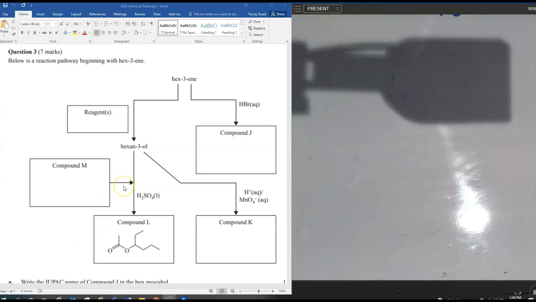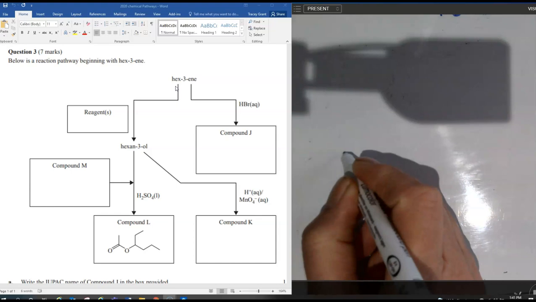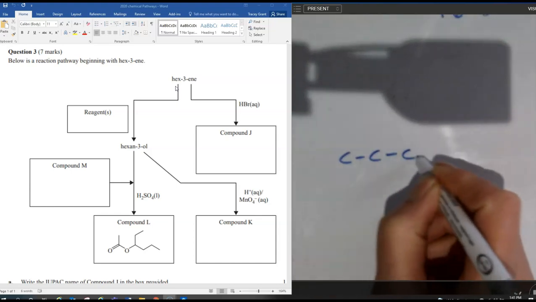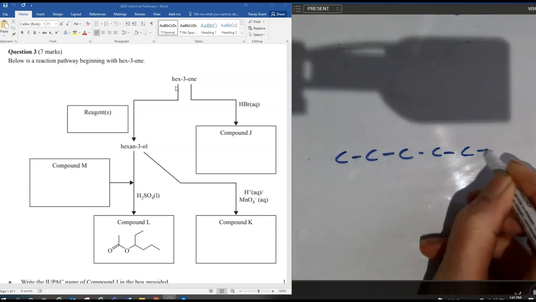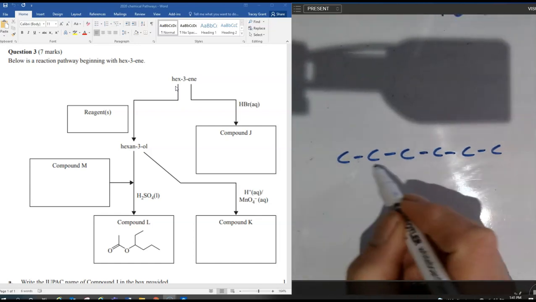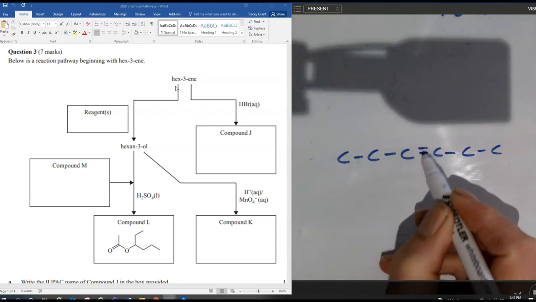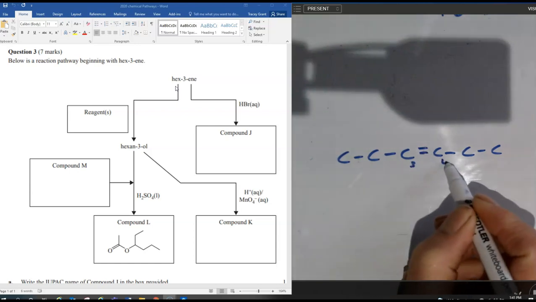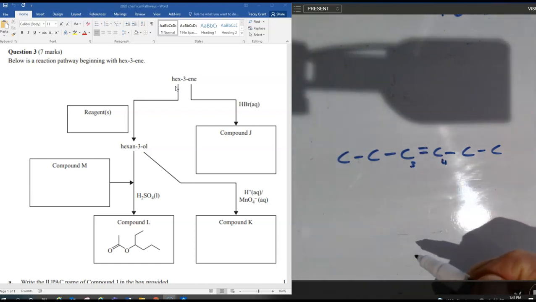Okay, just to show you that it pops up quite often, this is last year's exam. Below is a reaction pathway beginning with hex-3-ene. Hex has got 6 carbons, hex is 6. And on the third one, 1, 2, 3, we have the double bond, between the 3 and the 4.